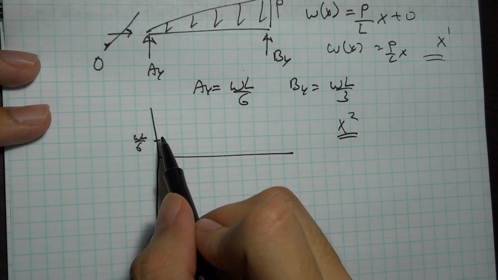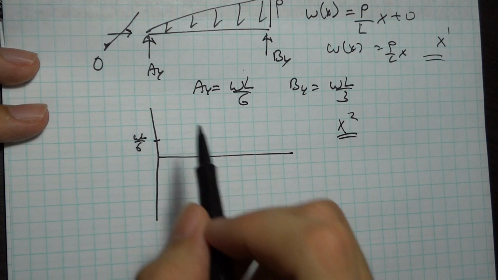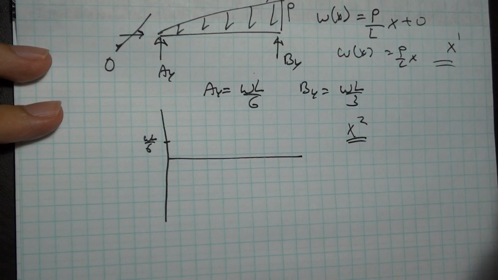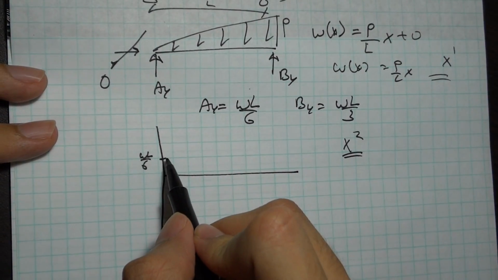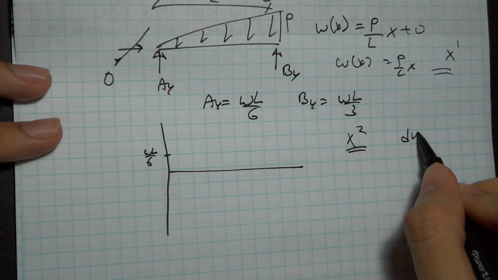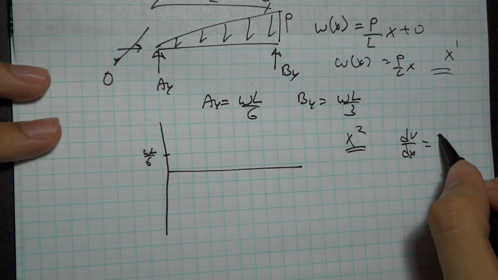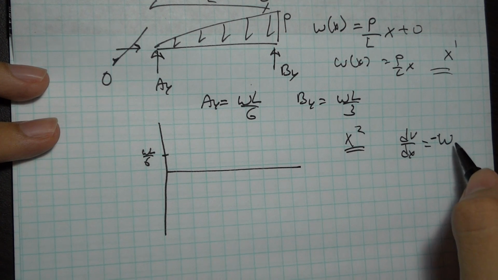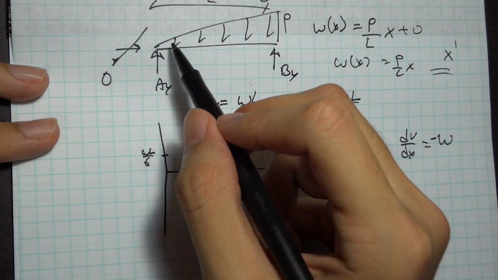And I end at WL over 3. Yeah, so I won't go into that now, but let's look at what is the slope here. The slope, the derivative of v should be your omega, negative omega. So this should give you an idea of what your slope is.